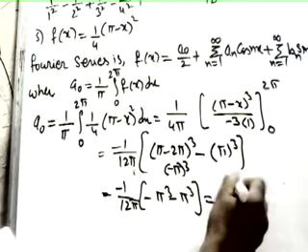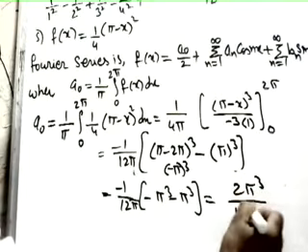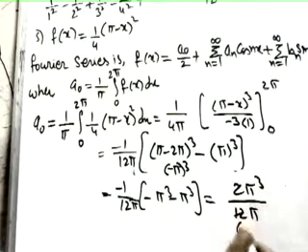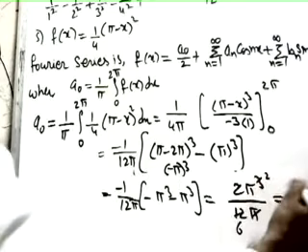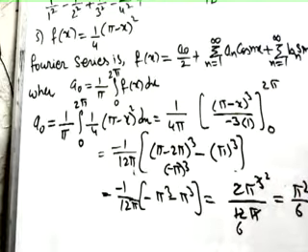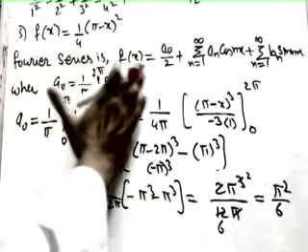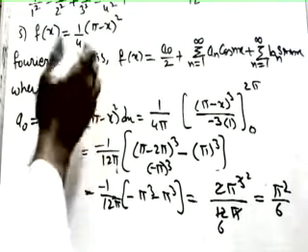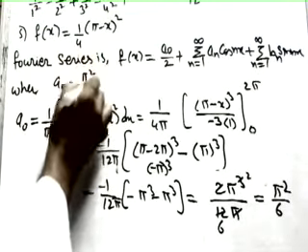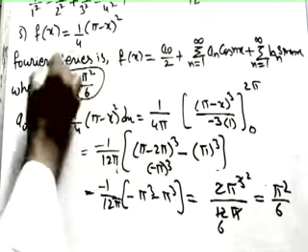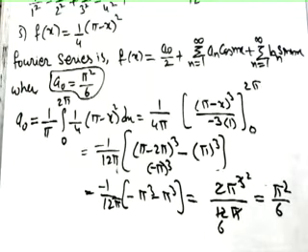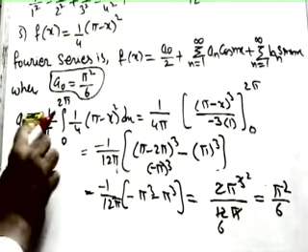So what can we write now? Minus into minus, plus 2 pi cube divided by 12 pi. So the 2 ones and the 2 sixes cancel, and pi square remains. So what is left here? Pi square by 6. Okay. So just now we got the value of a naught. And I am writing here, we got the value of a naught as pi square by 6.